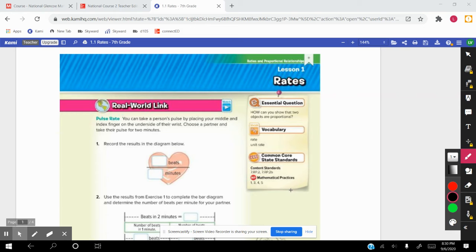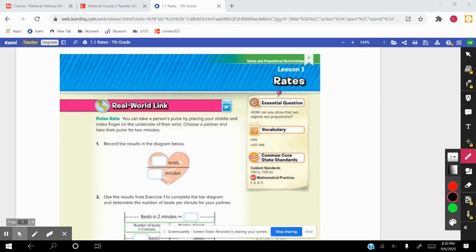Pulse rate. You would take a person's pulse by placing your middle and index finger on the underside of the wrist. You would choose a partner and take their pulse for 2 minutes. However, this is what you're going to do instead. You're going to take your own pulse for 2 minutes. Step 1, record the results in the diagram below. So make sure that you go ahead and take your pulse for the next 2 minutes.